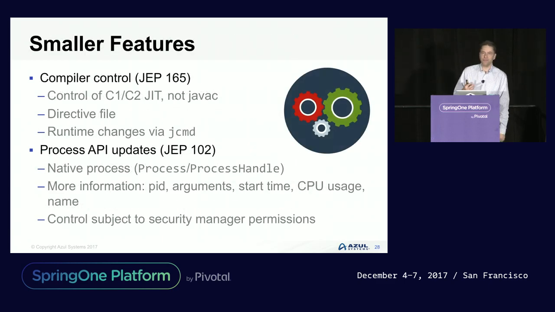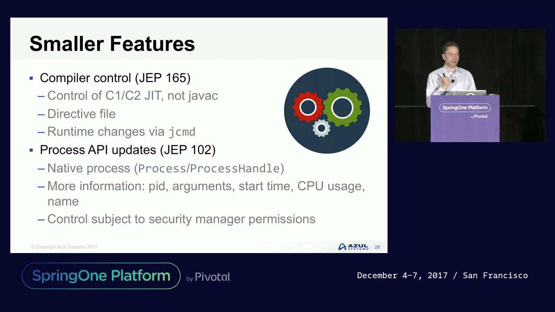Smaller features. There is better control over the compiler. That's not Java-C, that's the JIT compiler. So you have a directive file that you can use to say, OK, I know this method is one that I'm going to use a lot, so compile that method as quickly as possible, rather than waiting for it to be identified by the JVM as a hot method and therefore compiled. So it's allowing you to give some information to the JVM, to the JIT compiler, to allow it to do things ahead of time, or not ahead of time, but as quickly as possible.